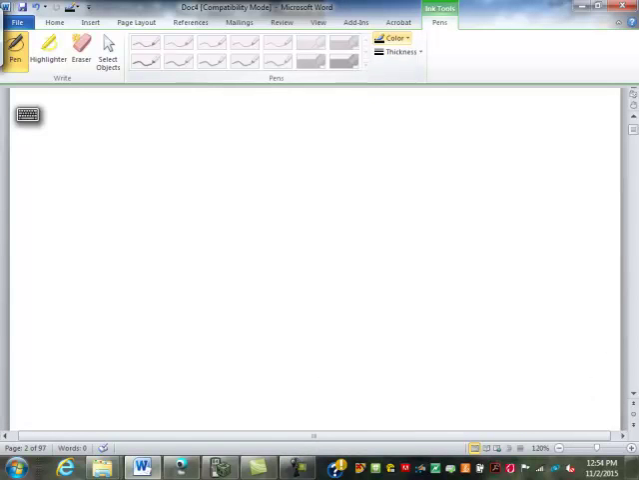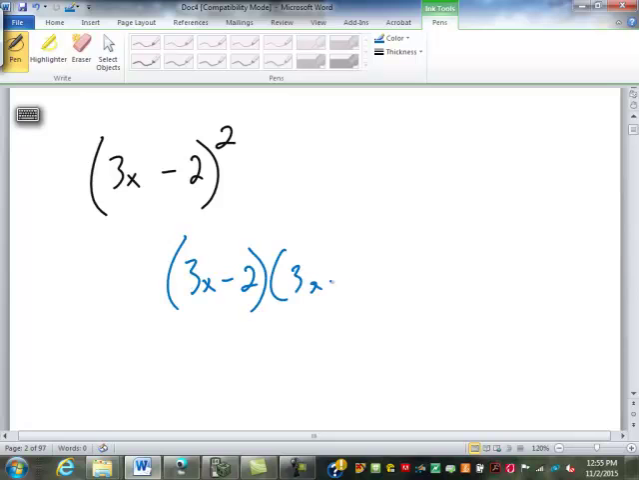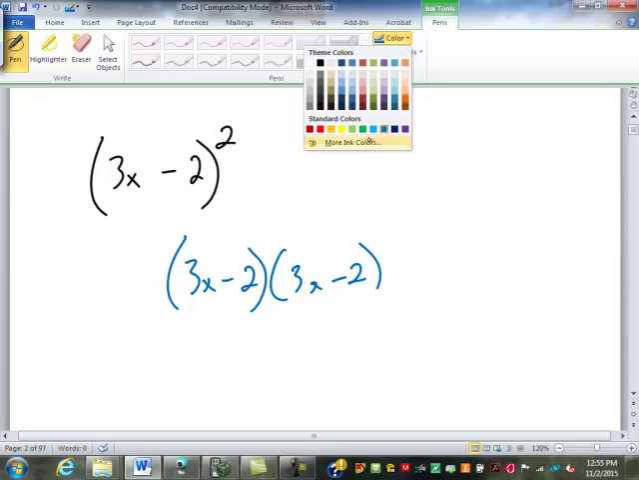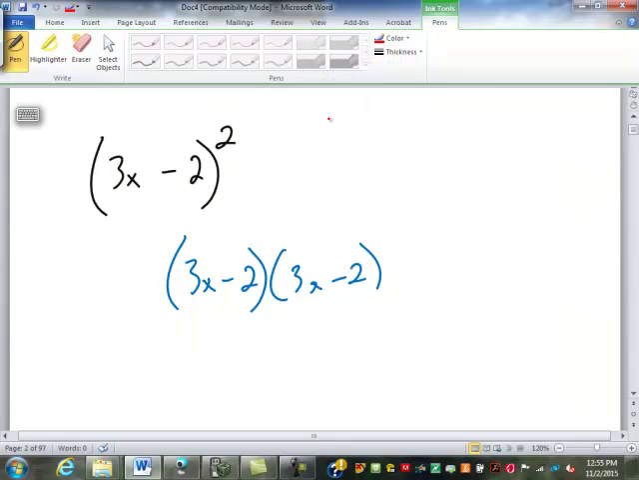Okay, so how about something like this? Is that going to be 9x squared minus 4? No, it's going to be 3x squared minus 2 times 3x squared minus 2. Perfect. Squared means times itself. So now you guys know how to do that in your notes. Multiply that out.